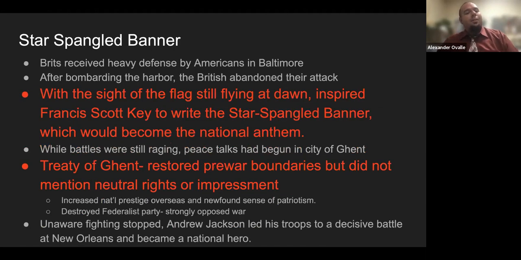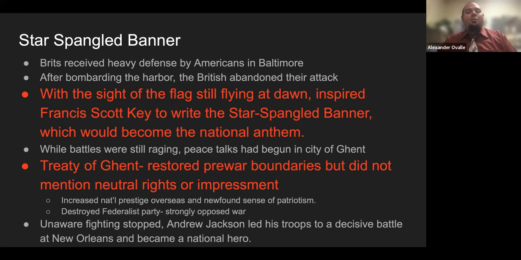Star-Spangled Banner. The Brits received heavy defense by Americans in Baltimore. After bombarding the harbor, the British abandoned their attack for the night. With the flag still flying at dawn, that inspired Francis Scott Key to write the Star-Spangled Banner, which would become our national anthem.